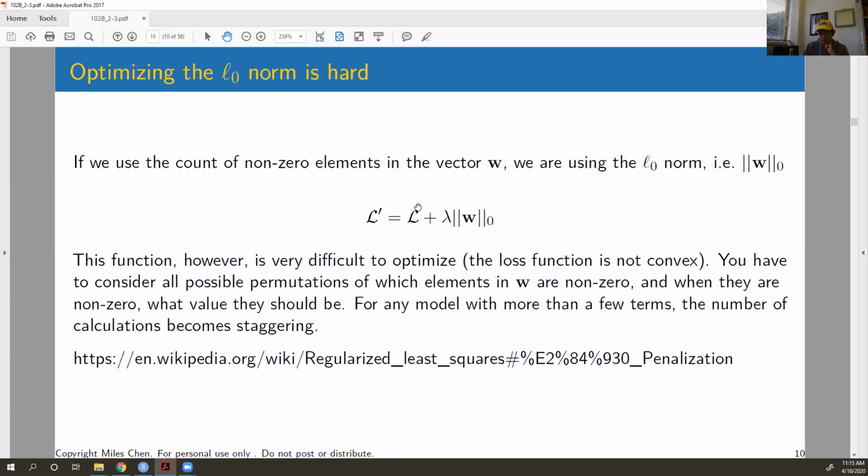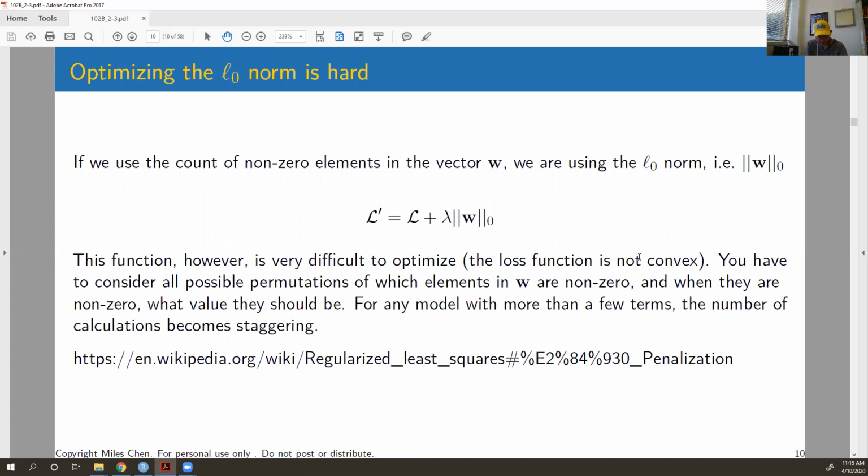loss function would look like. It's the ordinary least squares loss function plus lambda times the number of parameters that aren't zero. If we use this, it turns out to be very, very difficult to optimize. We would say that this loss function is not convex, which you don't have to worry about right now, but basically it just means it's going to be hard to optimize.